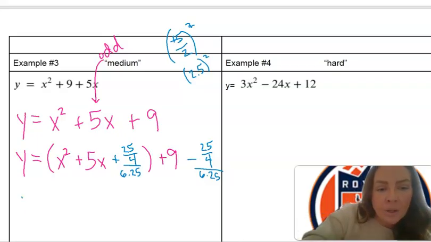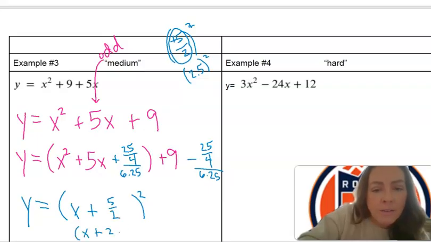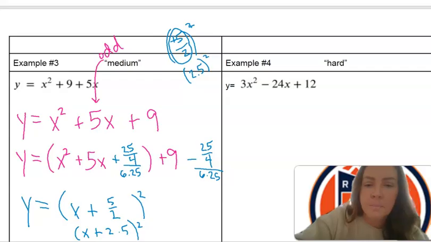So now we're going to go ahead and write our answer in factored vertex form. So I would get x plus whatever the middle number is divided by 2. So 5/2, or you could have written it as 2.5. I'm okay with either one.